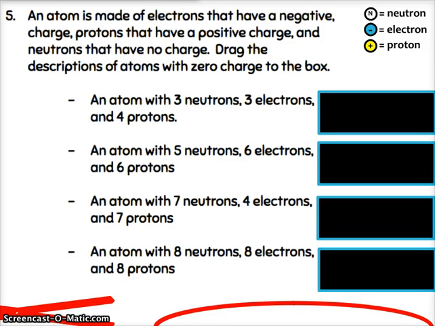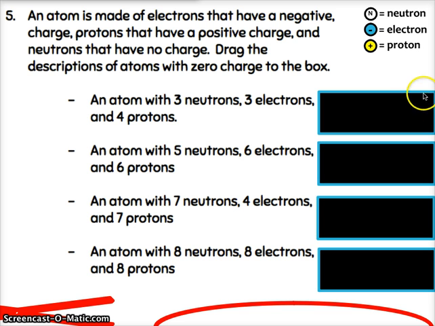Question number 5 states, an atom is made of electrons that have a negative charge, protons that have a positive charge, and neutrons that have no charge. Drag the descriptions of the atoms with a zero charge to the box. This is not the actual test question on Elluminate, so we're not going to drag it around, but I do have the 4 options here, and we're going to look at whether each one represents a zero charge.